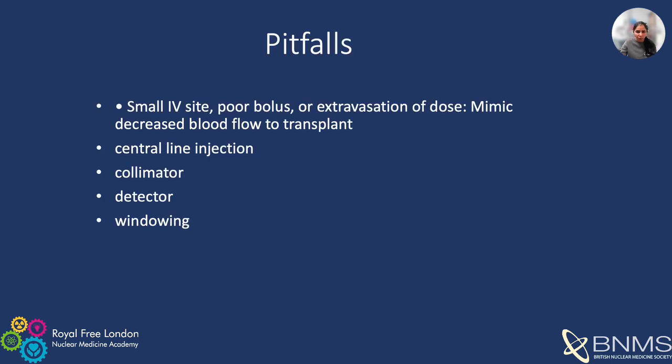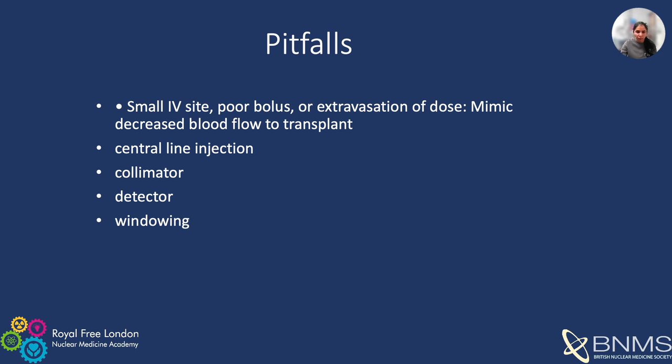There are some pitfalls, like if a small IV set was used, or the injection was not a good bolus one, or if the dose was extravasated. These can mimic decreased blood flow to the transplant. And if the injection was given in the central line, it is better to start the acquisition a bit earlier, otherwise you will miss the perfusion phase because of the injection arriving rapidly in the kidney, which might lead to a non-diagnostic study. And the collimator has to be low energy all purpose.